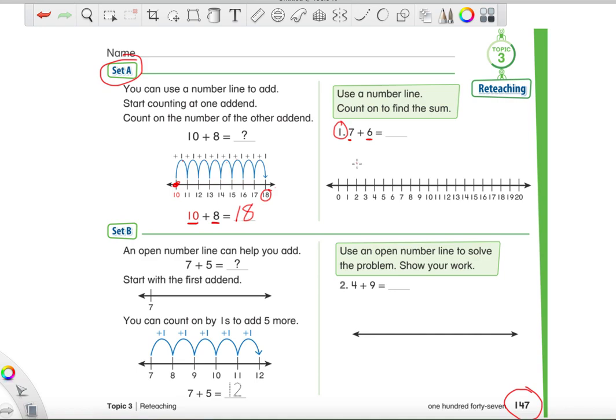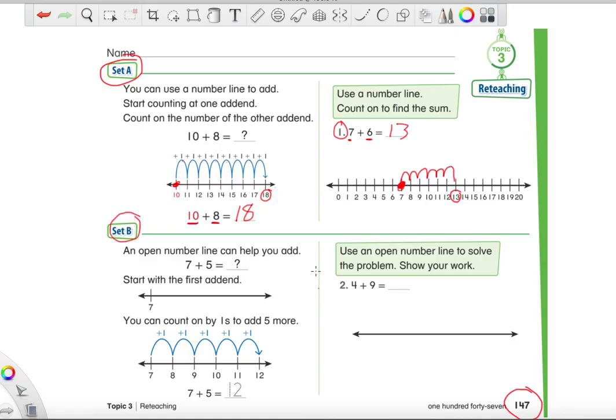So our first number is 7, so we find 7 on our number line, and it's right there. And then we make 6 jumps. So we have 1, 2, 3, 4, 5, 6. I stop, and I landed on 13. So 7 plus 6 is 13. Okay, let's go down to set B.